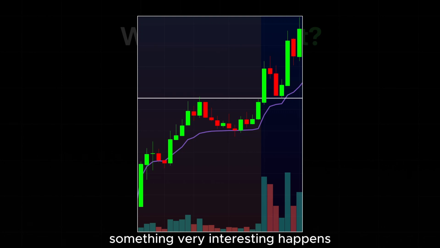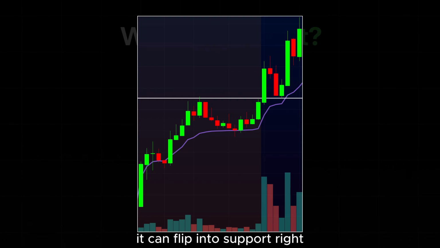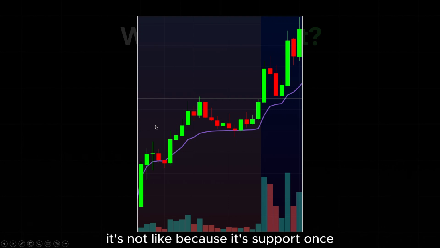Something very interesting happens. Just because I said that this is resistance doesn't mean it will stay resistance forever. It can flip into support, right? And support, like resistance, can flip into resistance. So it can just intertwine. It's not like because it's support once, it will always stay support. That's not how it works.